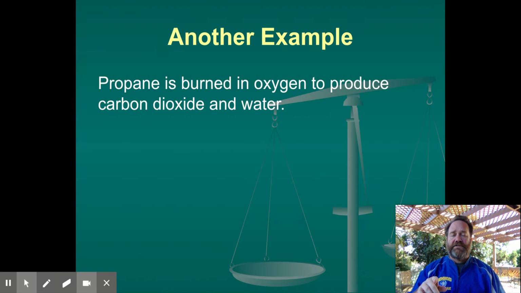I've got propane burning in oxygen. Those are my reactants. They produce carbon dioxide and water. How do I know they're the reactants? Well, the word to produce tells me that the carbon dioxide and the water must be the product side, and the propane is burning in oxygen, so that must be the reacting side. Those are the 2 reacting. Carbon dioxide and water are the 2 produced.